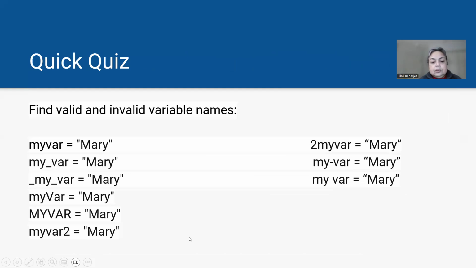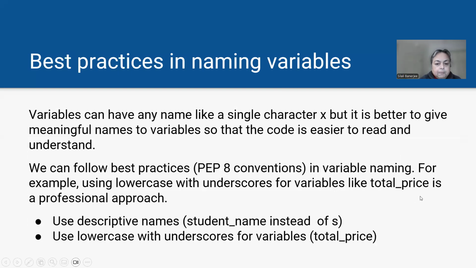Now here is also a quick knowledge check. You can try to determine which one is a valid variable name and which is not. You don't need to memorize it all right now, because when you become fluent with the language, it'll come automatically. But you can try to figure this out just for practice.